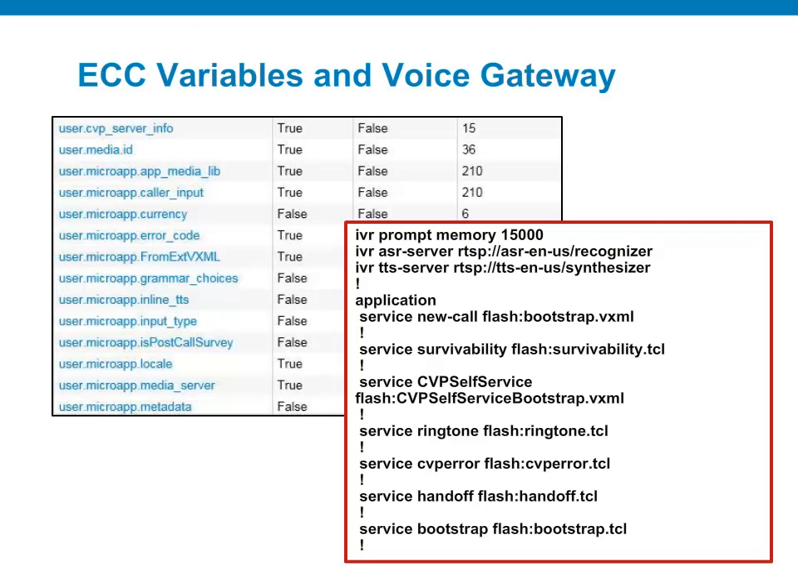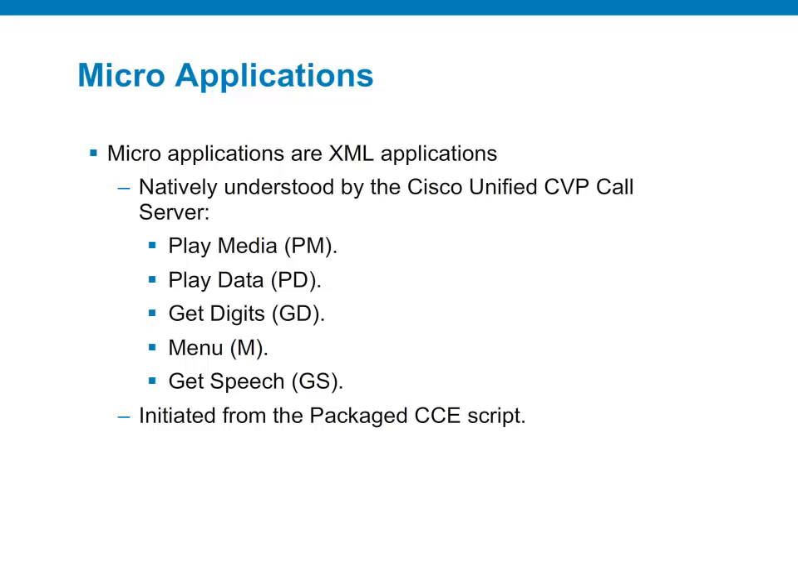In addition, a voice gateway with voice browser, basic call handling scripts, and media files will be needed. The scripts and media files originate from the Cisco Unified CVP call server. Microapplications are single-action Cisco Unified CVP voice XML applications that are natively understood by Cisco Unified CVP call server.